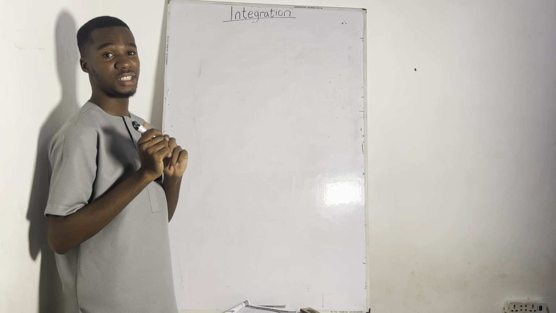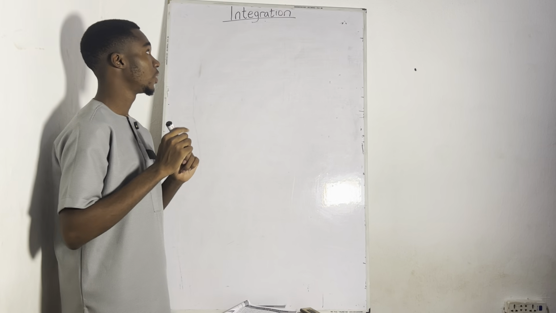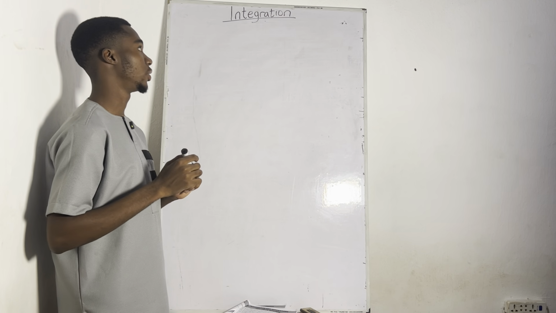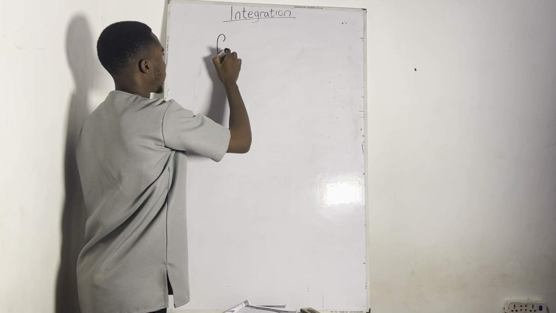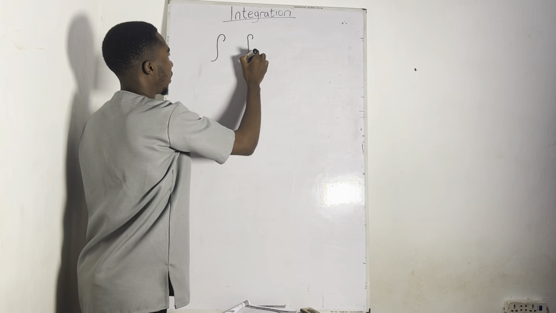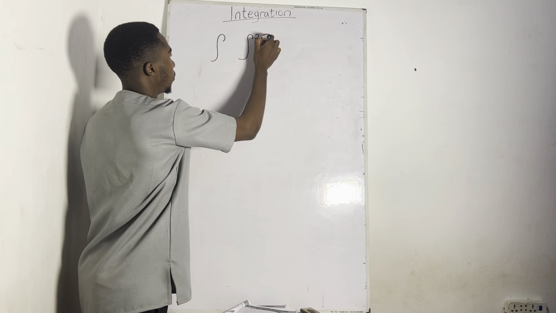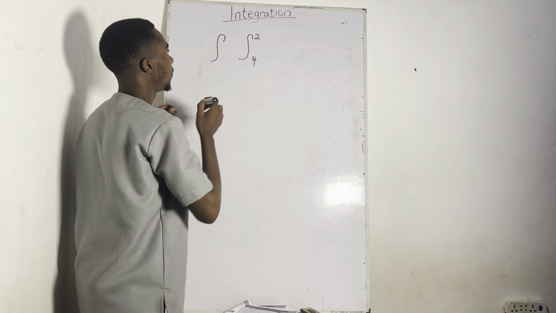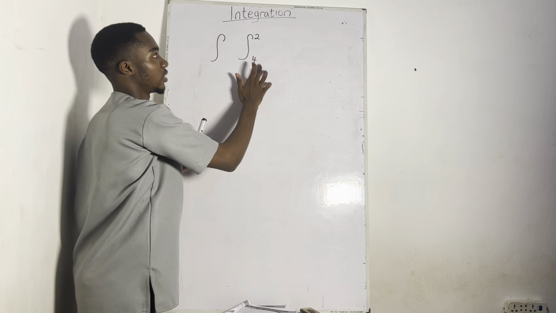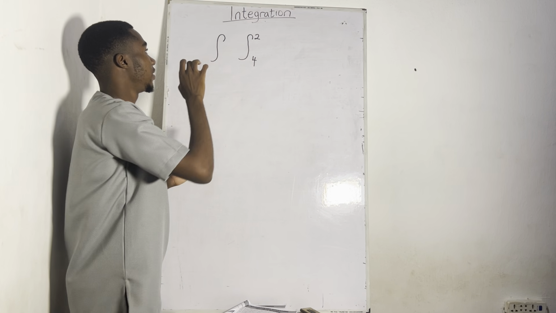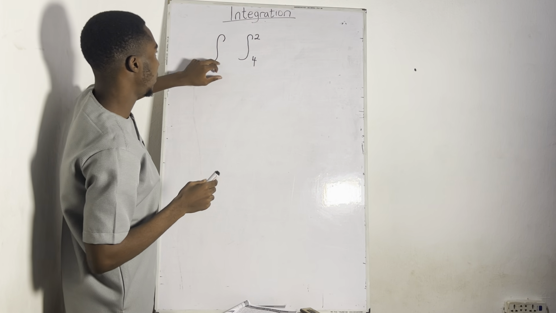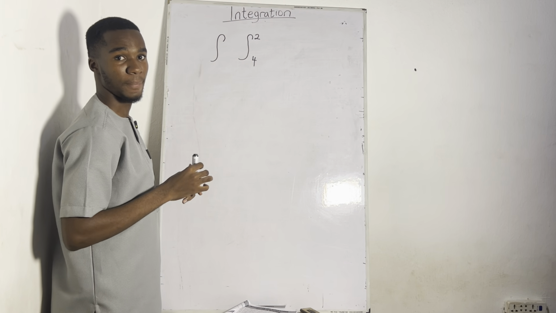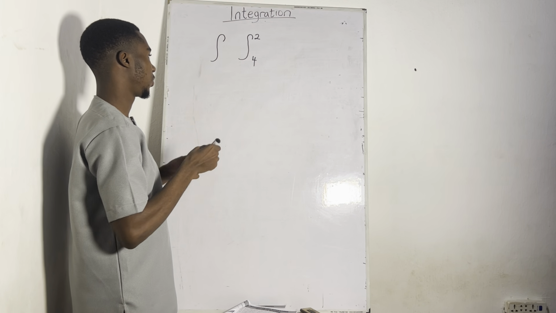If you want to differentiate between the indefinite and the definite, for the indefinite, it doesn't have any limit. So if you see something like this, and you also see something like this, let's say 2 and 4. If you see numbers attached to it, then it's definite. But if there are no numbers here, then it's indefinite. So the numbers you see here are called limits. You get it?